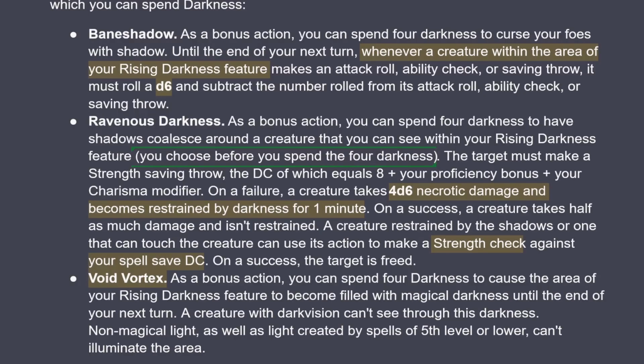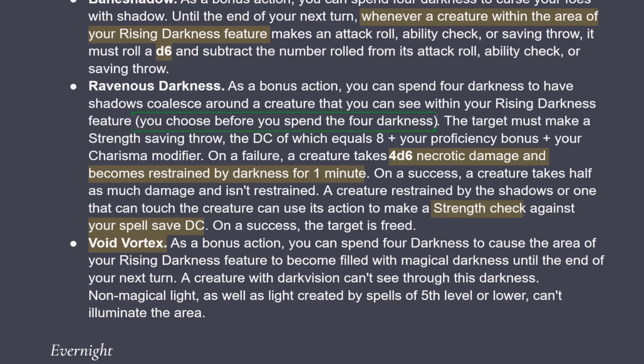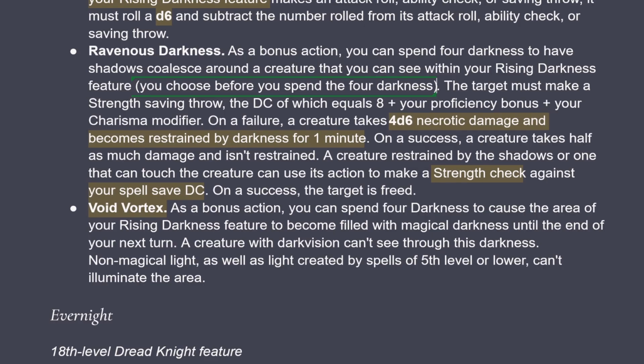So I think that Ravenous Darkness is the new Instill Terror. It's like everything Instill Terror wishes it was. And the fact that they have to waste a whole action to get out of it makes it incredible. No concentration, nothing. It just captures them if they fail the initial save. Now, at first they make a strength saving throw, and then they make a strength check.